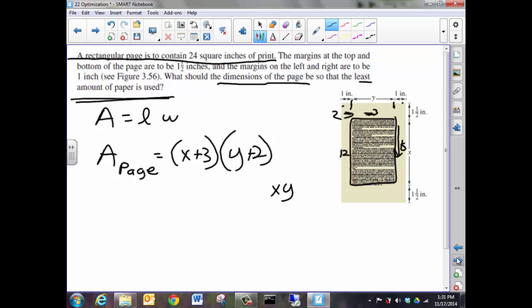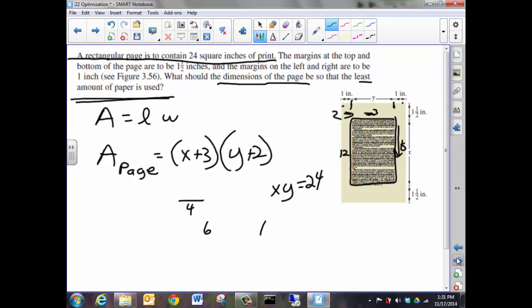What relationship is there between x and y right now? xy equals 24. Okay, all right, let's go back and do this just an arithmetic way. If we want 24 square inches of print, one obvious thing we could do is have 4 inches this way and 6 inches that way, right? Would you agree? That'll give us 24 square inches. So then, if we did that, how wide would the page be?